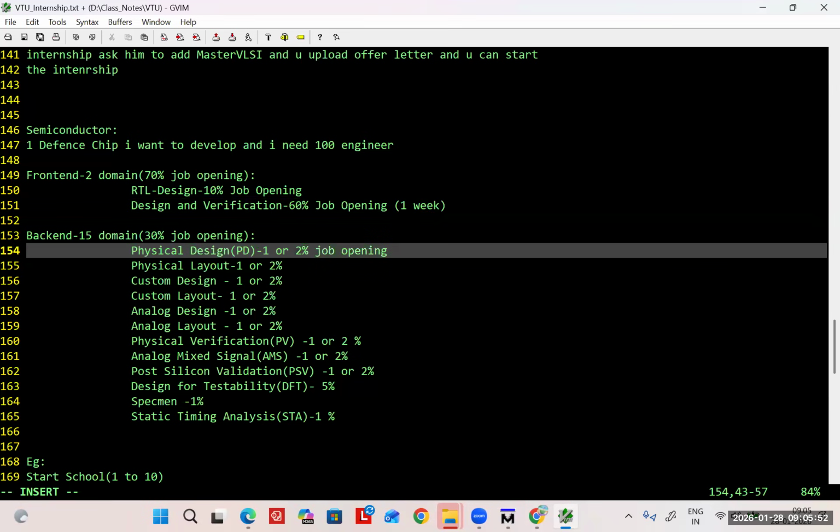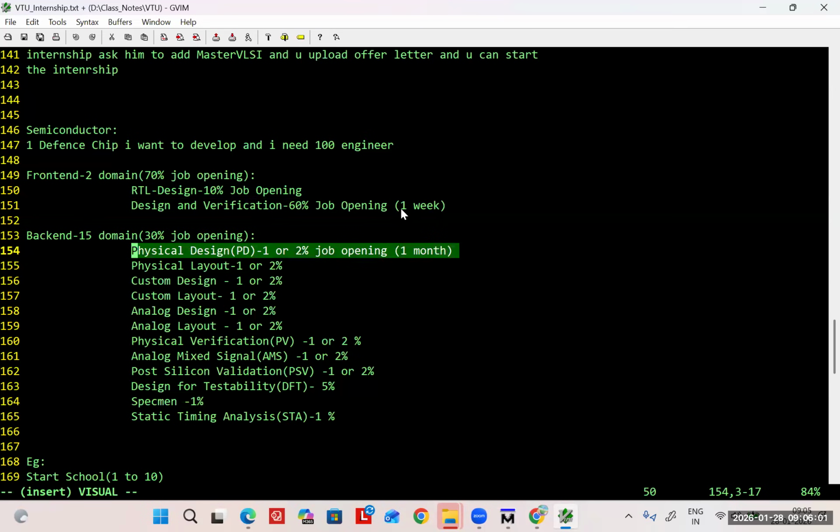Example, if you are one of the people who say, I know PD, no problem. You check for one entire month how many openings you get. The one month openings and the one week openings. If you check one week of openings, DV will be the highest. Every week you'll get a huge number of openings compared to PD openings or any other domain.